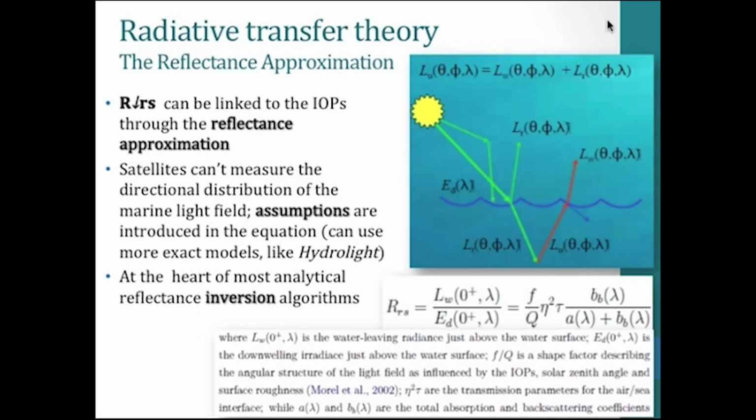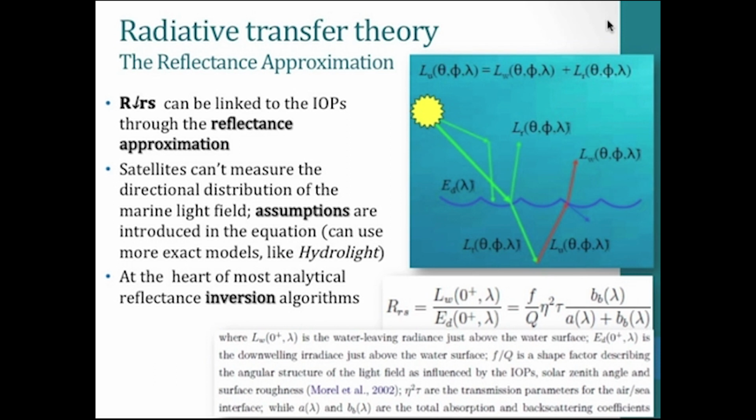Given the complexity of the radiative transfer equation, it is used in many simplified forms as deemed appropriate for a set of given conditions. One commonly used approximation is that of reflectance. The reflectance approximation links the IOPs to the AOPs derived from satellite measurements. This approximation is necessary because satellites can't measure the directional distribution of the marine light field, and so assumptions are introduced into the radiative transfer solution. More exact solutions, like the Hydrolight software, are computationally very expensive and not used operationally, although they are useful for research purposes and algorithm development.